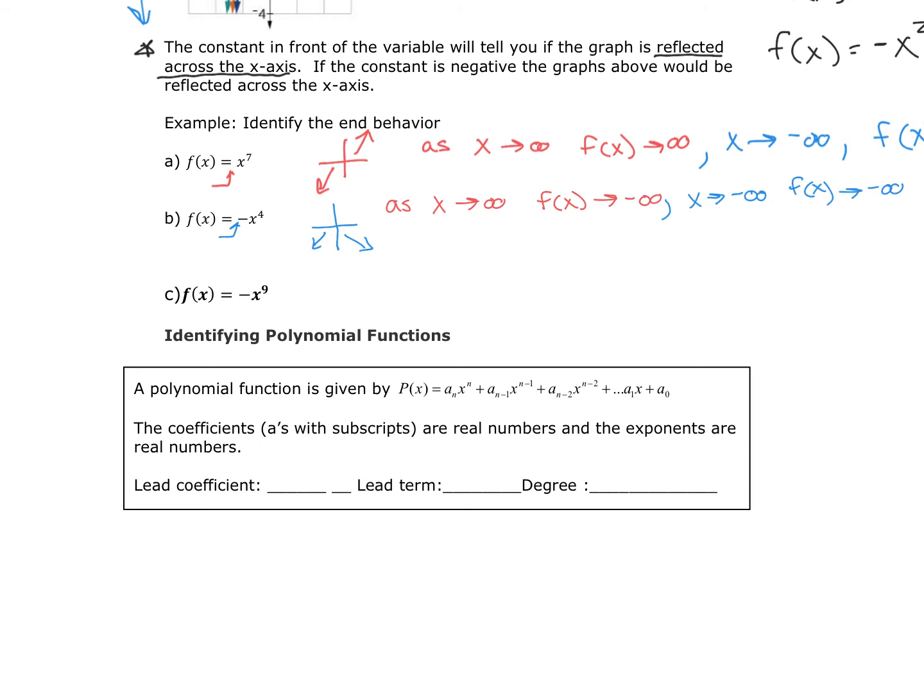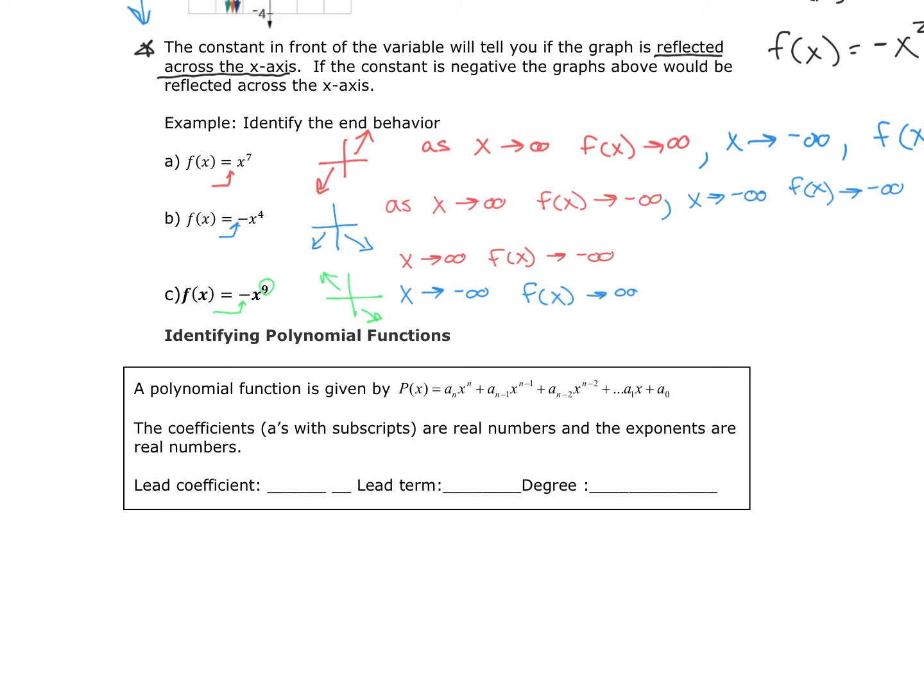For our third example, we have an odd power, which normally would be up in the first and down in the third, but because our coefficient is negative, it's going to be up in the second and down in the fourth. And we'll say, as x approaches infinity, the function approaches negative infinity, and as x approaches negative infinity, the function approaches infinity.